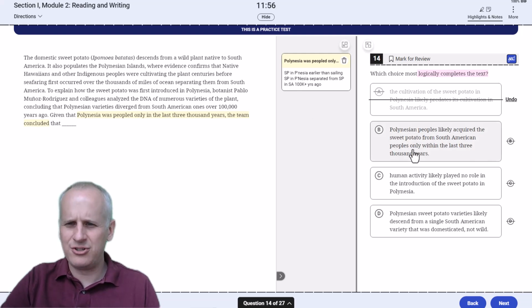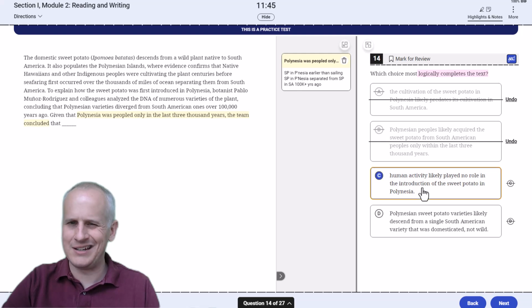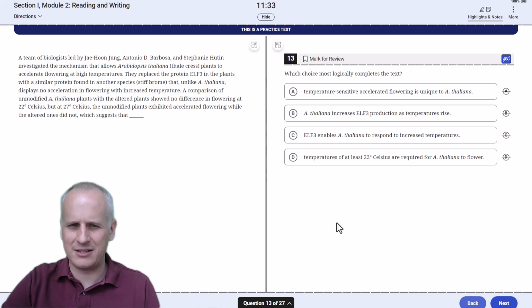Choice B, Polynesian peoples likely acquired the sweet potato from South American peoples only within the last 3,000 years. Again, that's a reversal of the information. Choice C, human activity likely played no role in the introduction of the sweet potato in Polynesia. Ding, ding, ding. Exactly what we should recognize from our notes. And then choice D, Polynesian sweet potato varieties likely descend from a single South American variety that was domesticated, not wild. Definitely not, and we don't know that for certain, so we'll click back at this point.